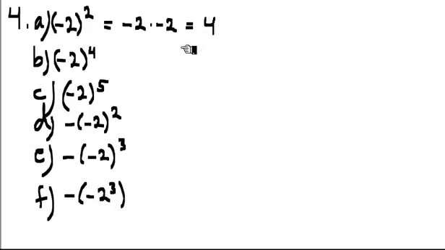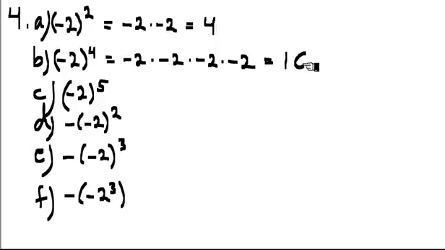We just write 4. The second one is going to be everything within the brackets, -2, times itself 4 times, because the index is 4. -2 times -2 times -2 times -2. We know that -2 times -2 is 4, so this is 4 and this is 4. So 4 times 4 is 16, plus 16.